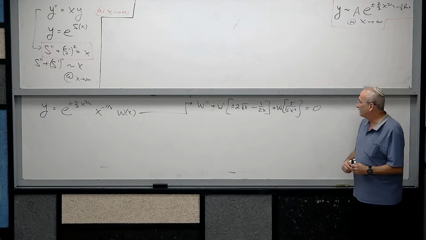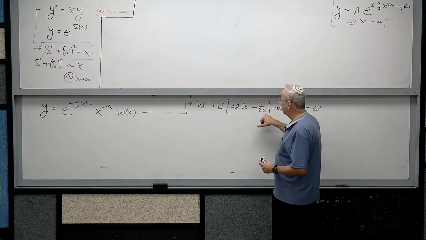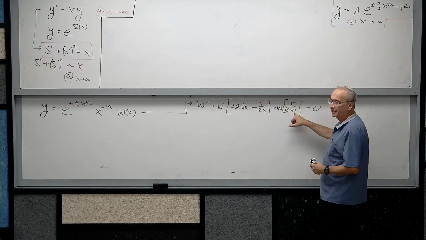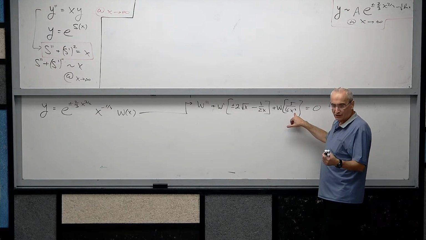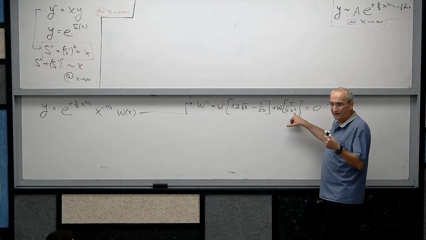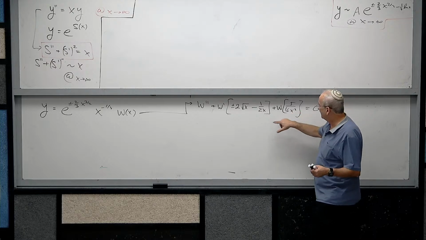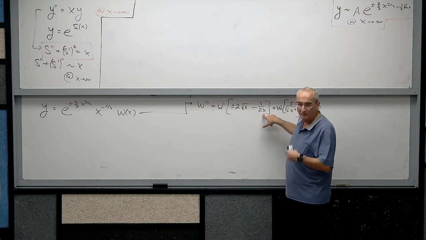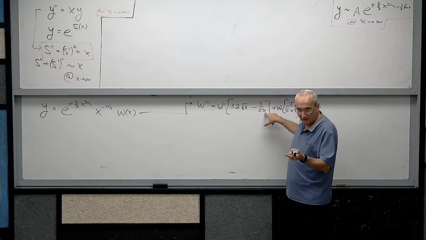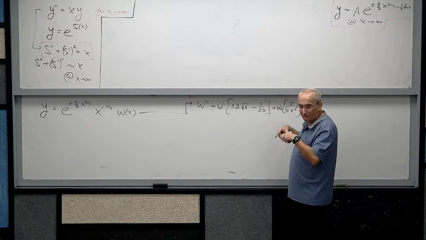I will have w double prime plus w prime divided by x plus w divided by x squared. It's an Euler equation. Exactly. It's an equidimensional equation, and it will be solved with y equals x to some power. Because here I have two derivatives, so it will be power minus 2. Here I have one derivative, but I divide by x, so it will be power minus 2. And here I have zero derivatives, but divided by x squared, so it will be x to the minus 2.